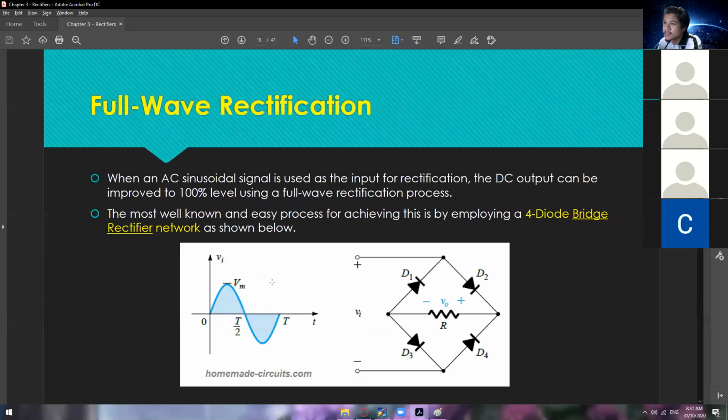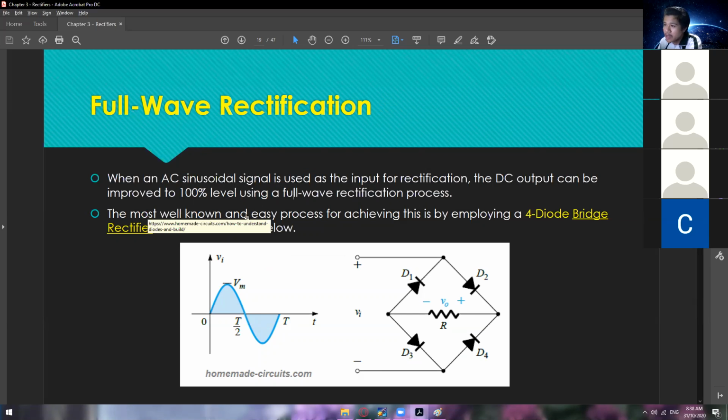All right. So moving on, we have the full wave rectification. From the word itself, when an AC sinusoidal signal is used as the input for the rectification, the DC output can be improved to 100% level using a full wave. Before, we could only have half of the wave, so only 50% of the level. But for this one, we are now getting the full potential of our AC voltage, which is now using a full wave rectification.